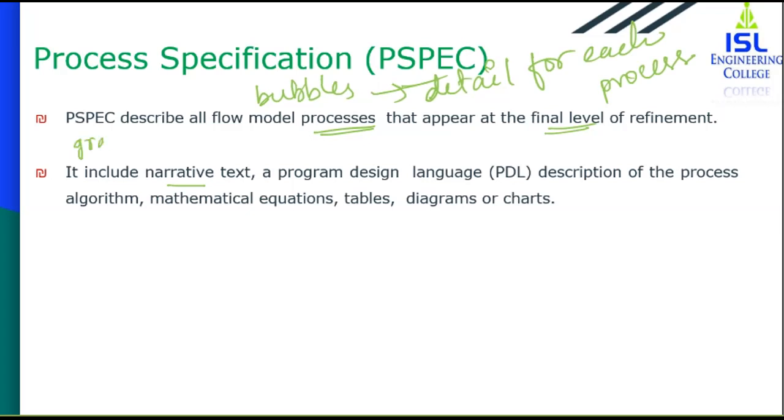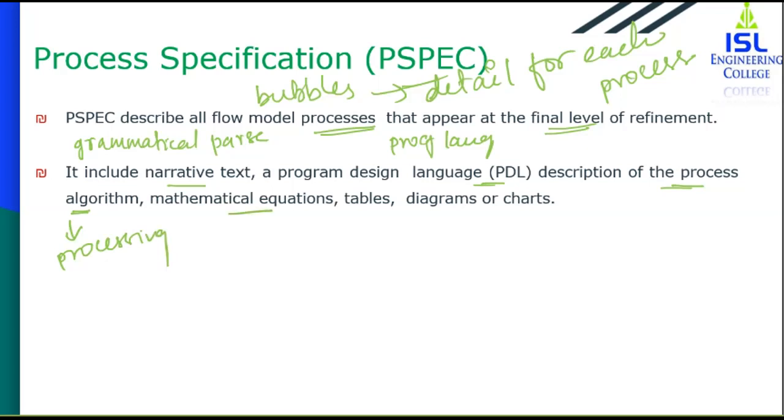By this PSPEC, this is going to include the narrative text on which we have performed the grammatical parse when you converted level 0 to level 1. You've made use of this narrative part. Then the program design language, that is which programming language you've used, you're going to describe within the process specification. Then the description of each process, and the algorithm, that is what algorithm you've used for processing the data. Then any mathematical equations, tables, diagrams, charts, or models you've used are going to be included within the process specifications.